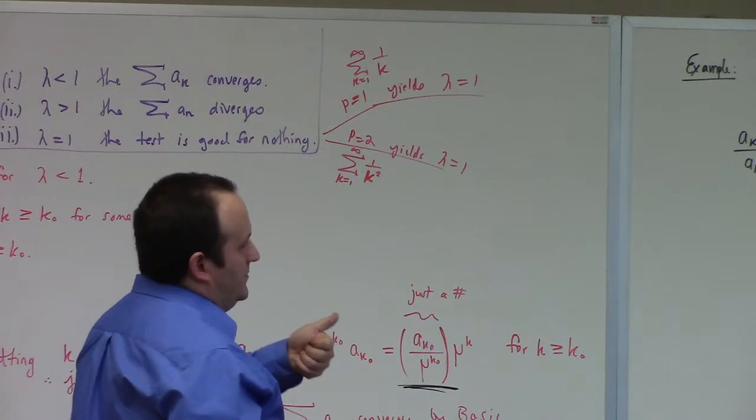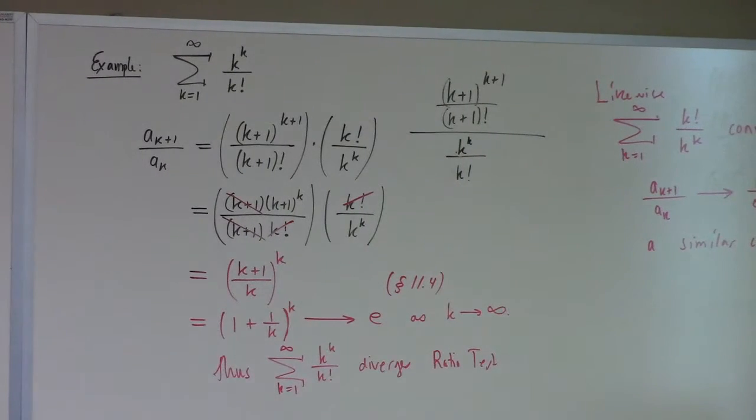Here's an example that I like for the ratio test. Here we have the sum k equals 1 to infinity of k to the k over k factorial. Two of our favorite weird new sequences, right?